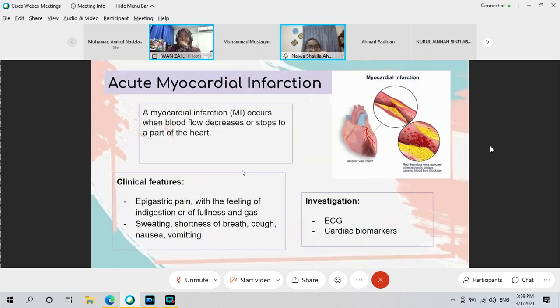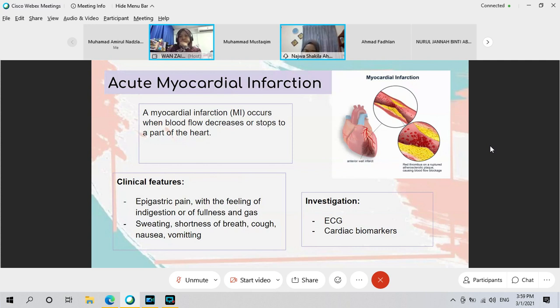Okay, firstly, acute myocardial infarction. It occurs when blood flow reduces or stops to a part of the heart, which will cause damage of the heart muscle. Patient presented with epigastric pain, with feeling of indigestion or fullness and gas. They might also come with sweating, shortness of breath, cough, nausea, and vomiting. How to diagnose it is by doing ECG and cardiac biomarkers.